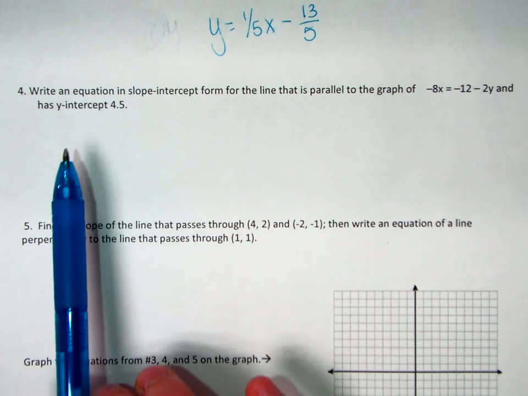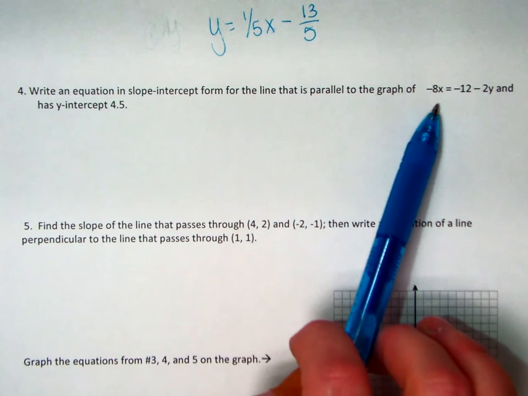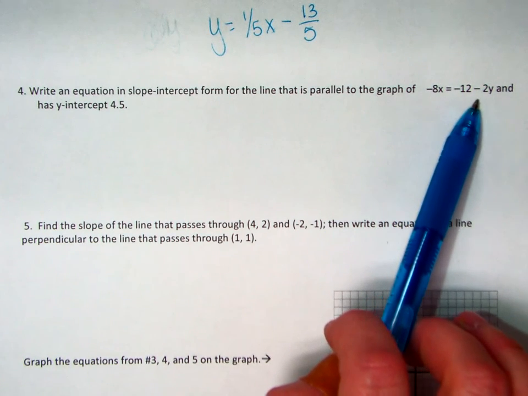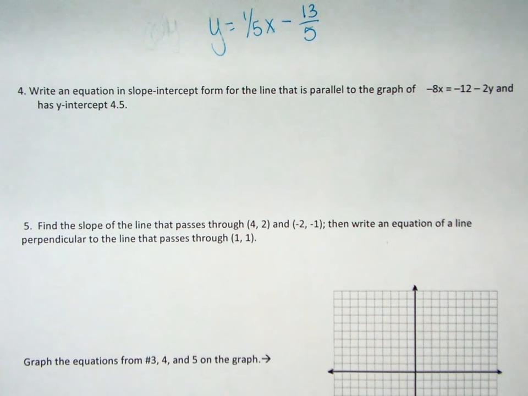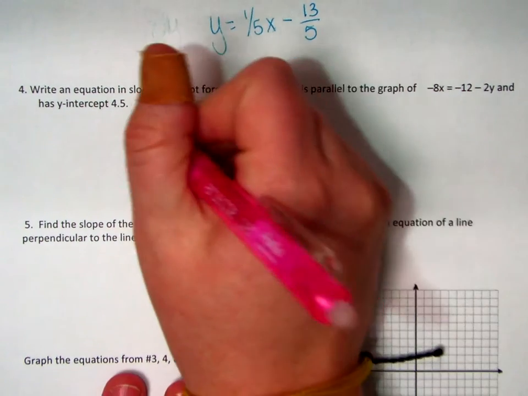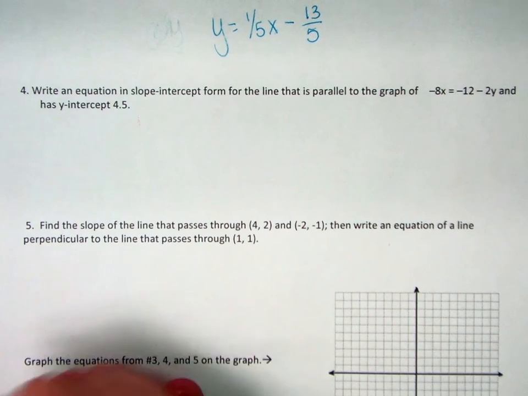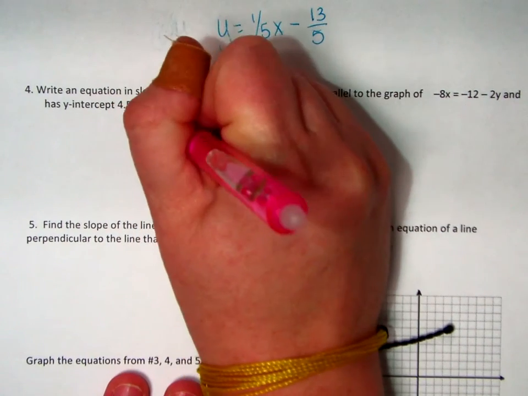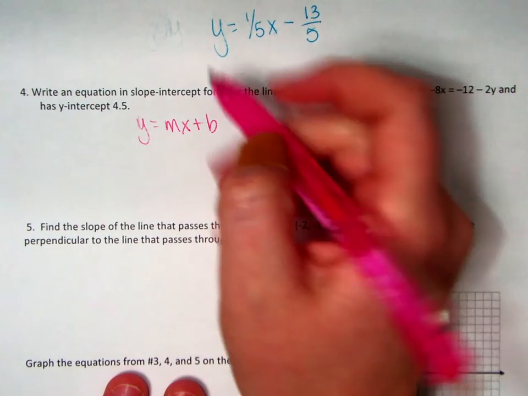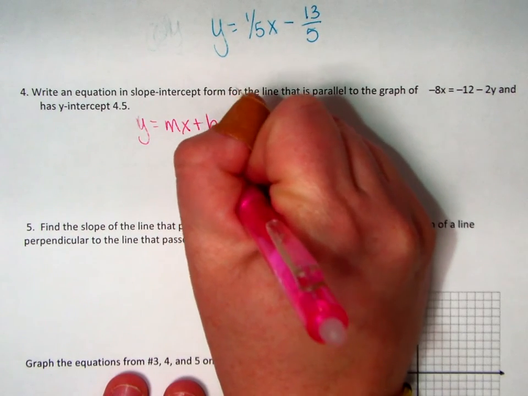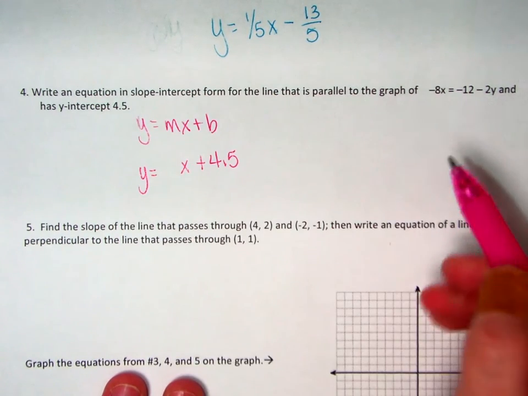So what we're going to do first is write an equation in slope-intercept form of a line that is parallel to the graph of negative 8x equals negative 12 minus 2y and has the y-intercept of 4.5. Since this already tells me what my y-intercept is, it would be easier to use the slope-intercept form of y equals mx plus b, because that y-intercept is that b. So this would be plus 4.5. y equals, I just need to find my slope.